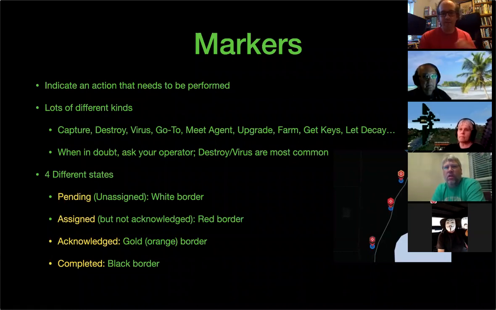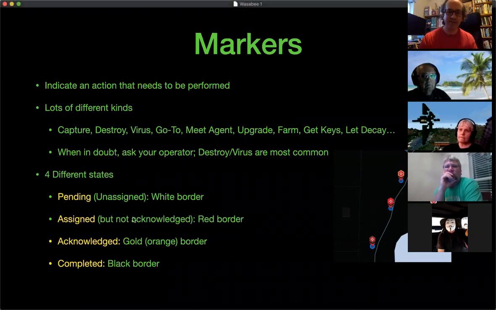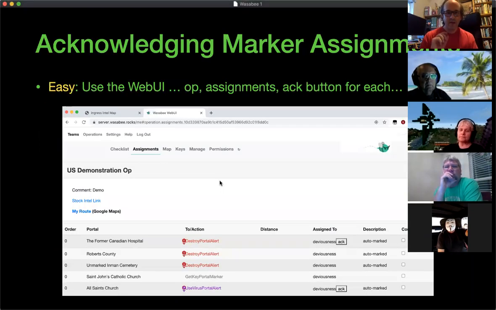So you can quickly look at a map and see the state of things. You can glance at the map and see a whole lot of white and red. You know that you've got assignments to do, or people need to acknowledge their assignments. If you see a lot of gold, you know you're golden. If you see a lot of black, you know the op's done. So that's what's going on there.